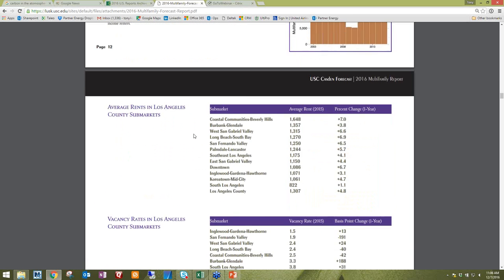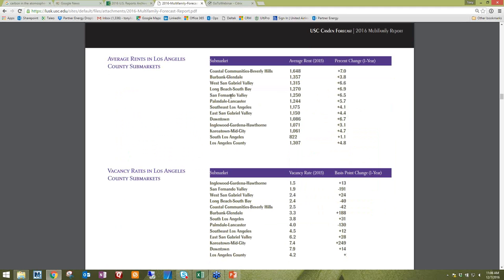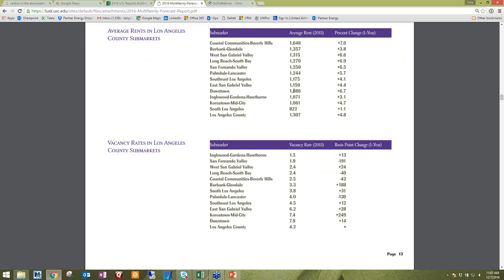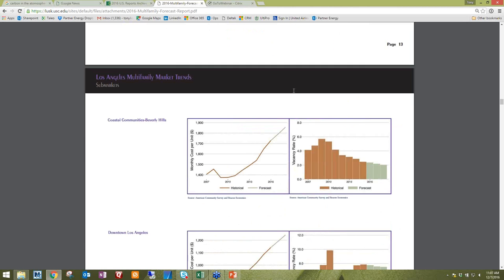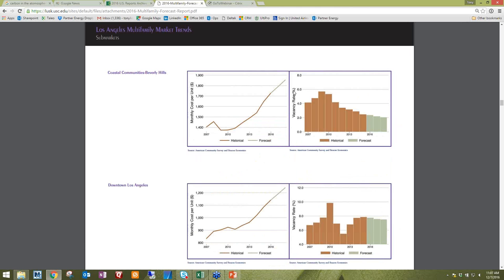So this breaks it down into different submarkets, with average rents and year-over-year change. Really, no market has experienced a downturn in rents. Beverly Hills, you're looking at plus 7%. Inglewood, Gardena, Hawthorne, you're looking at 3%. The next chart talks about vacancy. Vacancies are hovering pretty low all around the county here. And again, rent.